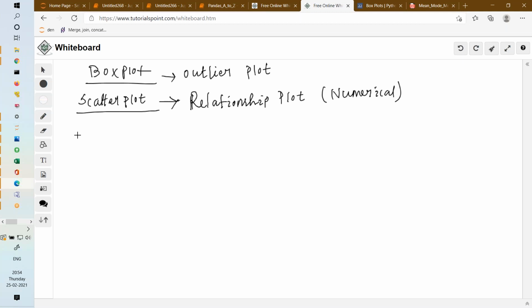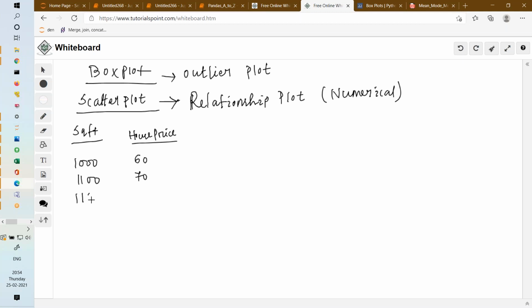I'll give you one example. Let's say one example is your square feet and your house price, right? Now let's say the square feet and house price. Square feet is 1000, house price is 60 lakhs. Square feet is 1100, house price is 70 lakhs.